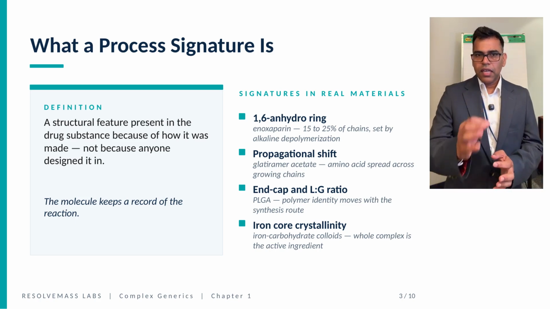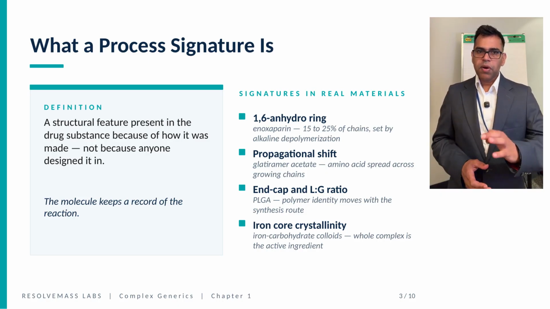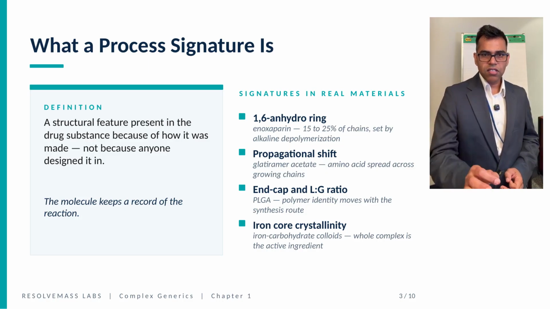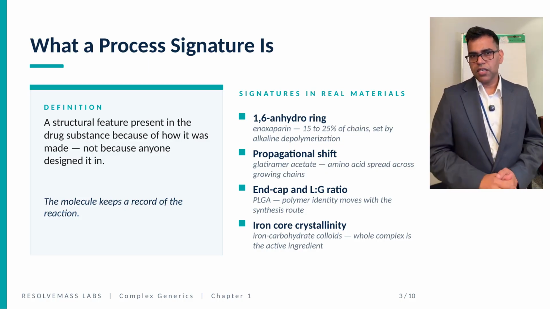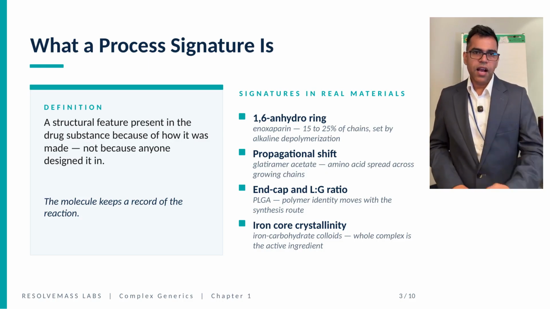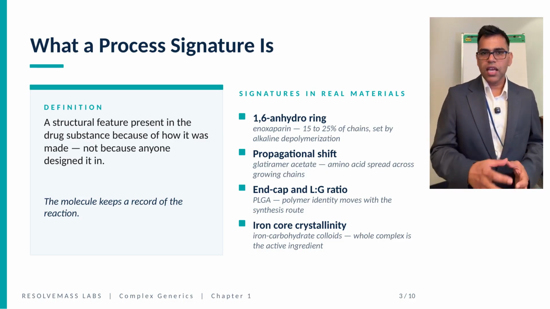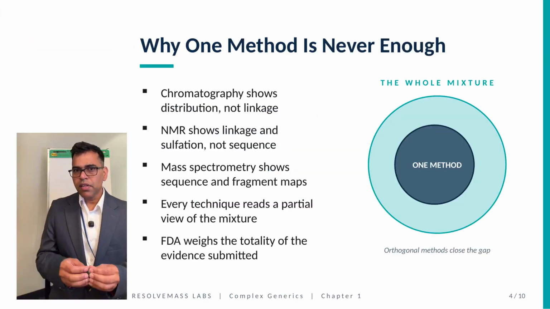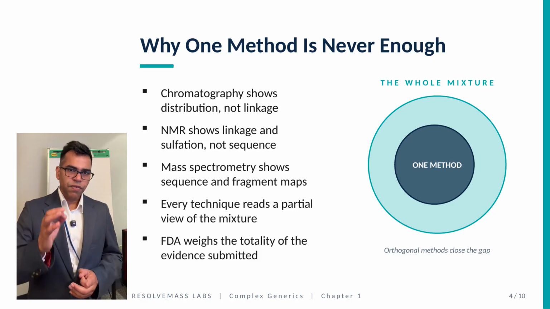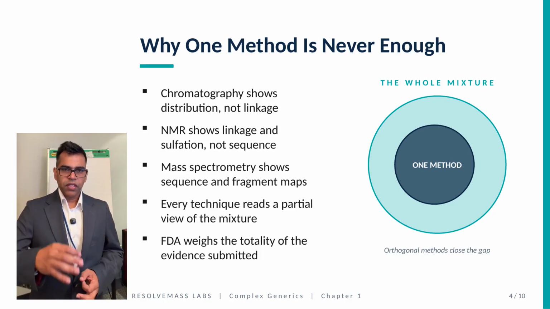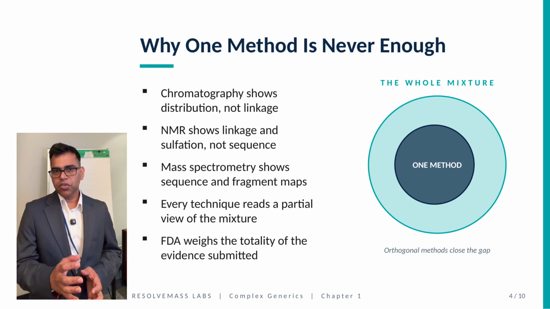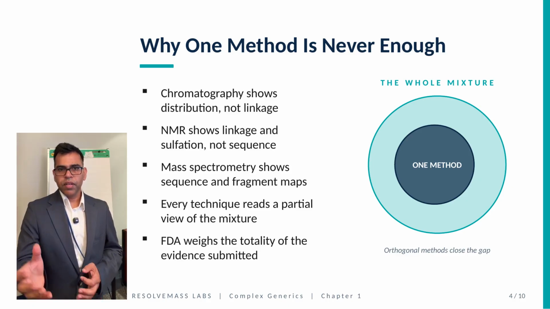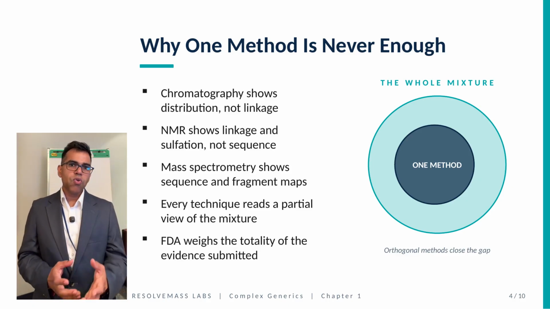Enoxaparin is the clearest case. It is made by alkaline depolymerization of a heparin benzyl ester, and that chemistry leaves a 1,6-anhydro ring on the reducing end of about 20% of the chains. The label carries it as the range 15 to 25%. Change the depolymerization route and that number really moves. The molecule keeps a record of the reaction.